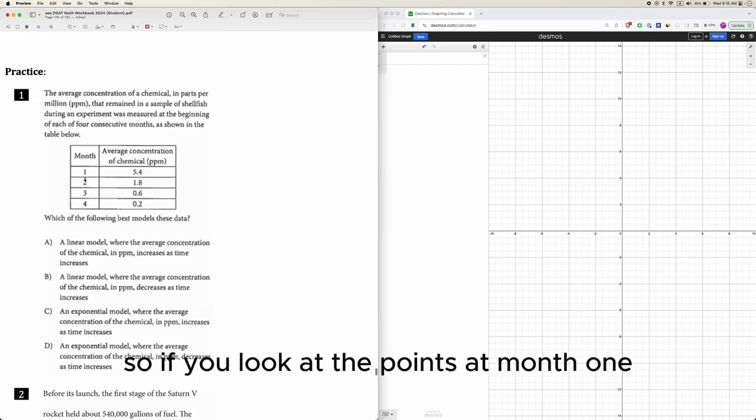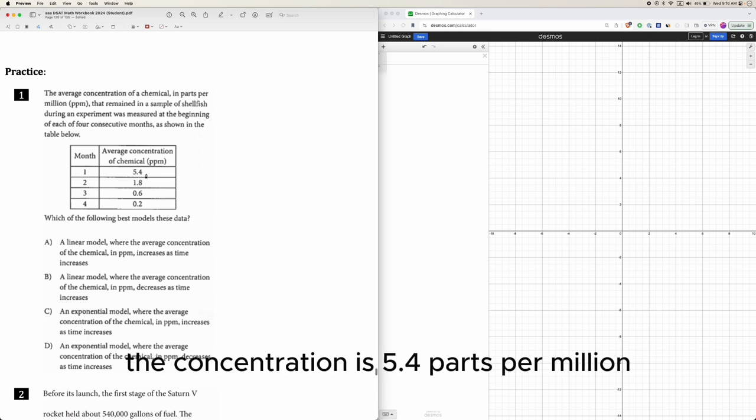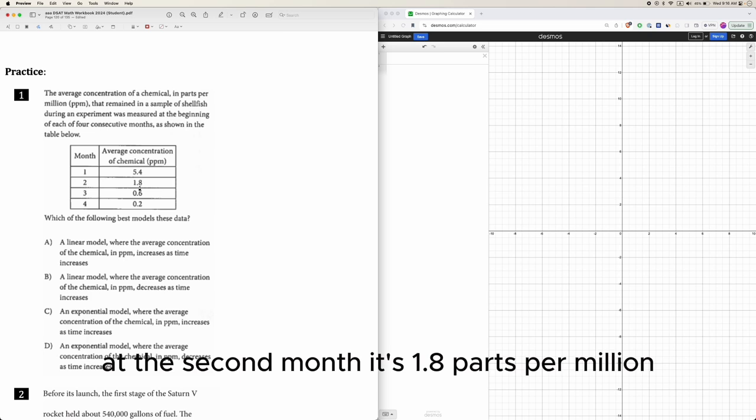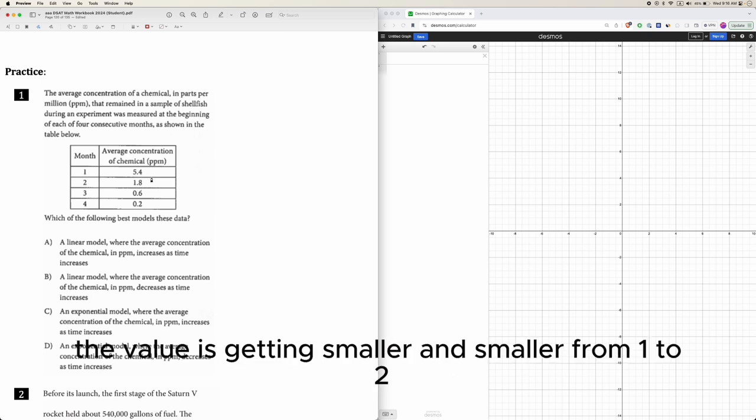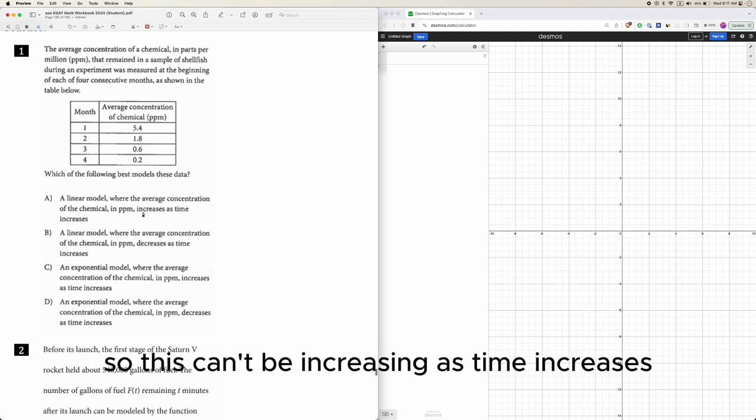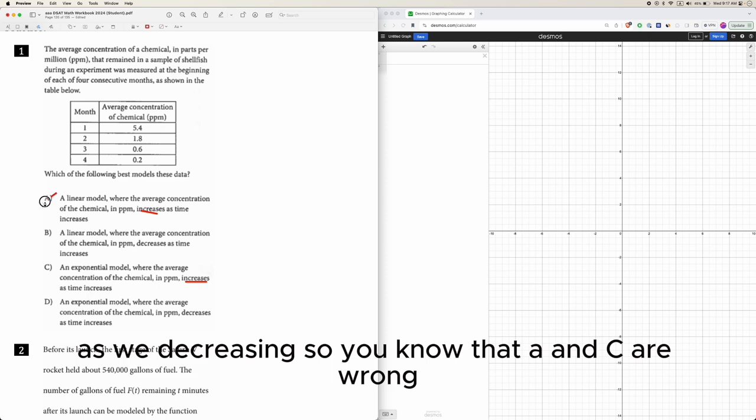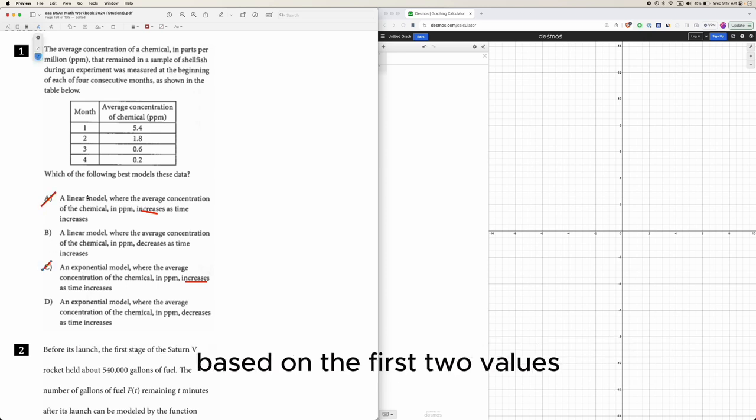So if you look at the points, at month one, the concentration is 5.4 parts per million. At the second month, it's 1.8 parts per million. So the value is getting smaller and smaller from 1 to 2, and then to 3 and to 4. So it means it's going down. This can't be increasing as time increases. It has to be decreasing. So you know that A and C are wrong based on the first two values.